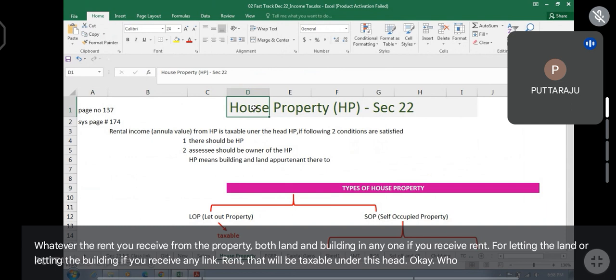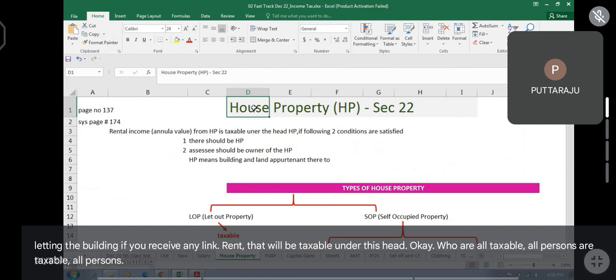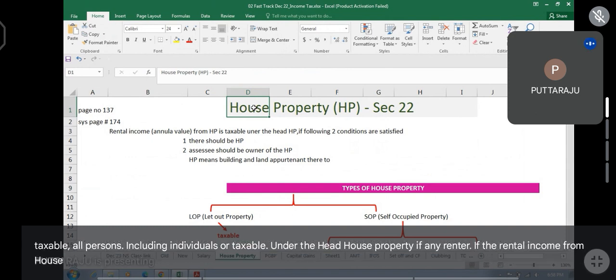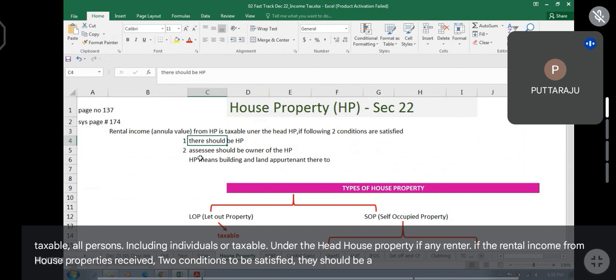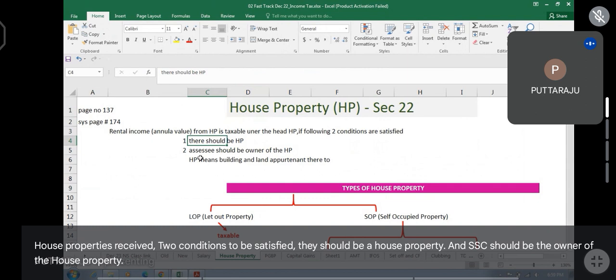Who are all taxable? All persons are taxable, including individuals, under the head house property if the rental income from house property is received. Two conditions to be satisfied. There should be a house property and the assessee should be the owner of the house property. If you are the owner, you are receiving the rent, then it is taxable.